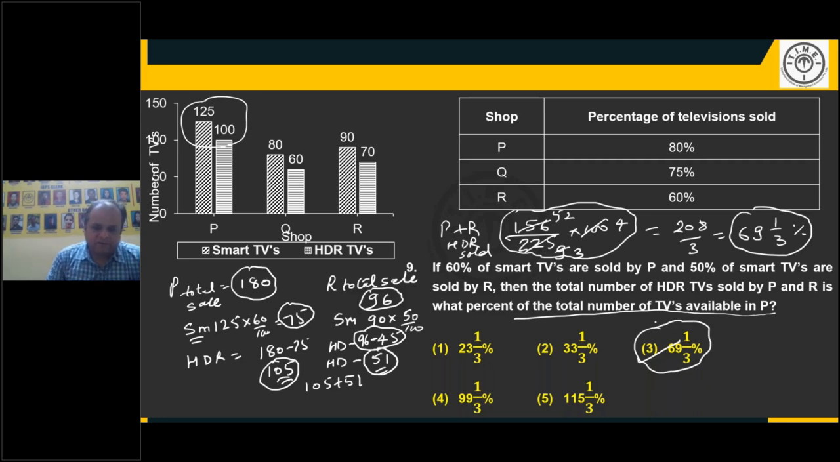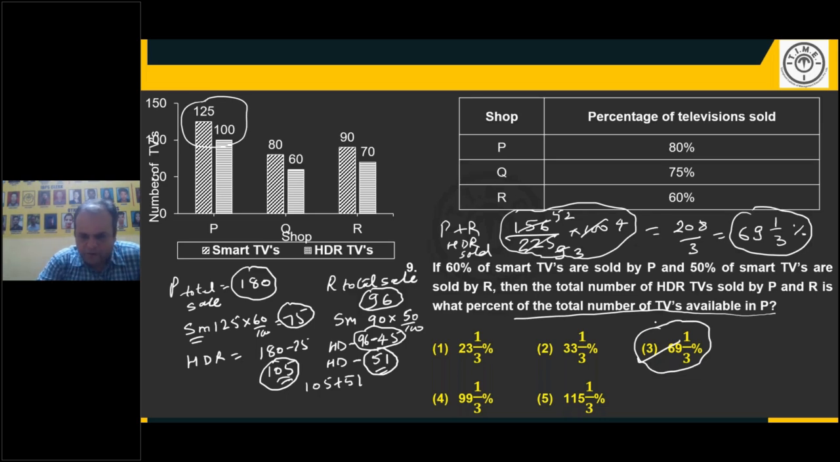Please check. Here the question was about HDR. So we have to find first the smart TVs whose percentage has been provided, subtract, and get the HDR values for P and R, added, 156 upon the total available with P, that is 225. So that is 69 1/3%. Is it clear? Please ask if there are any doubts. We can still do it again.